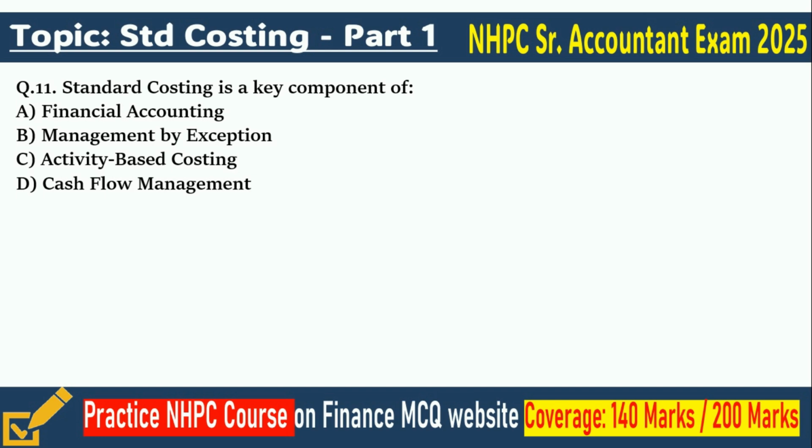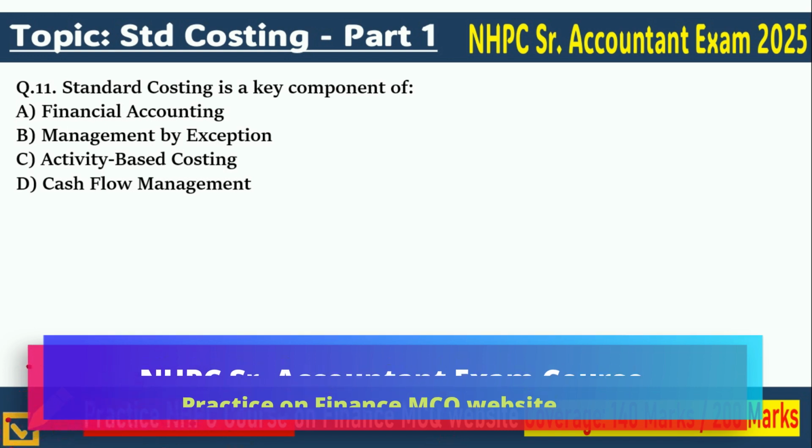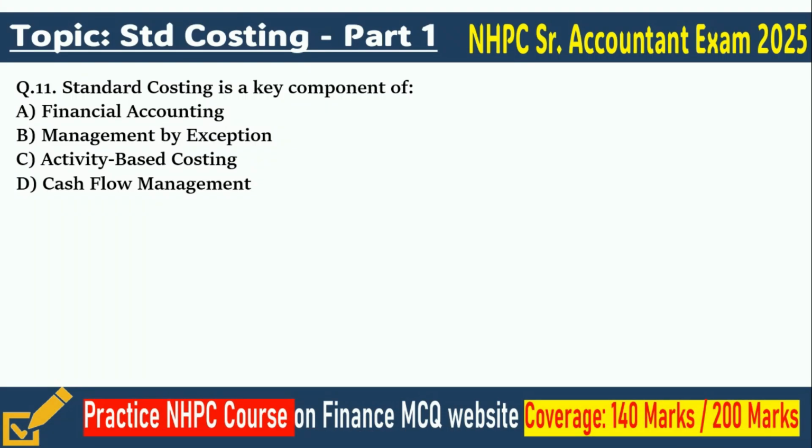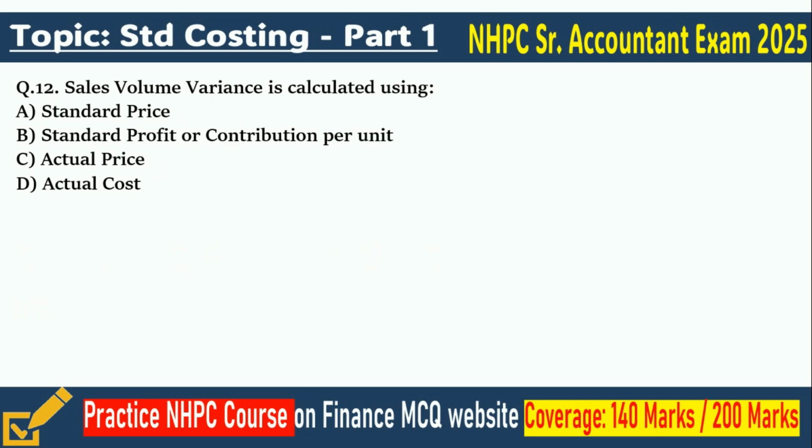Standard costing is a key component of option A, financial accounting, option B, management by exception, option C, activity based costing, and last option, cash flow management. So, what should be the correct answer here? Friends, the correct answer is option B, management by exception. So, friends, this is a type of management strategy where managers intervene or rather address significant deviations from standards and all routine activities are delegated to others. Moving on. Friends, next question.